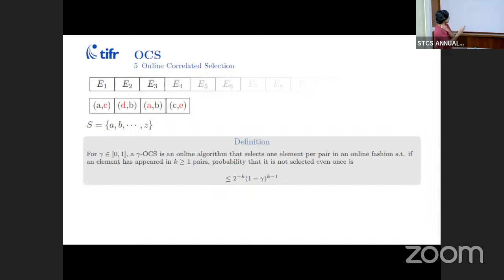Once again, if we decided to toss a coin every time, and if an element appeared in k pairs, then the probability of it not being selected is 1 by 2 to the power k, the very first quantity. However, what we are saying is that the probability of it not being selected is not only at most 1 by 2 to the power k, it is even smaller: it is at most 1 by 2 to the power k times (1 minus gamma) to the power k minus 1. So it's even smaller.